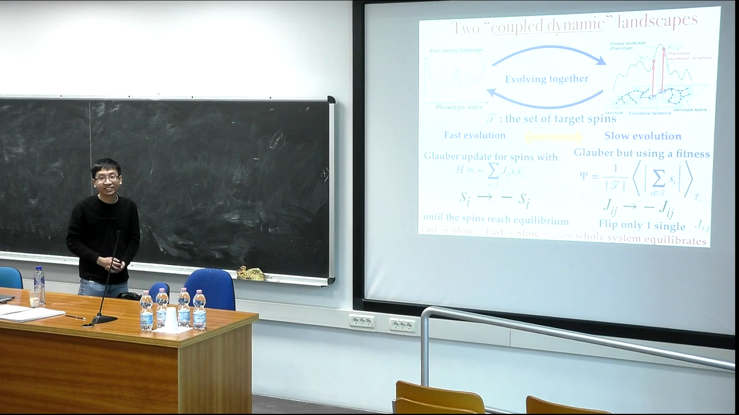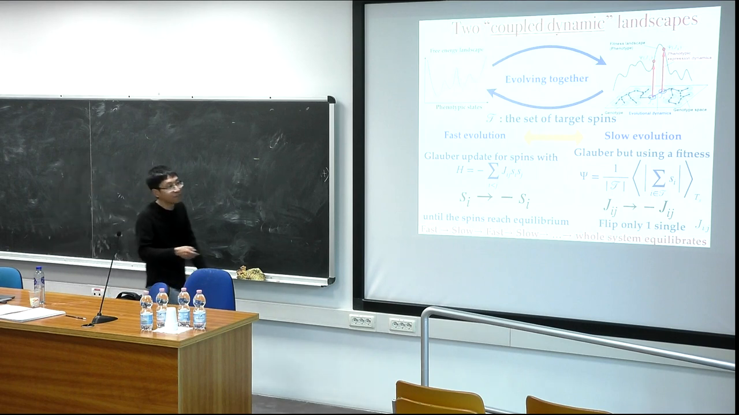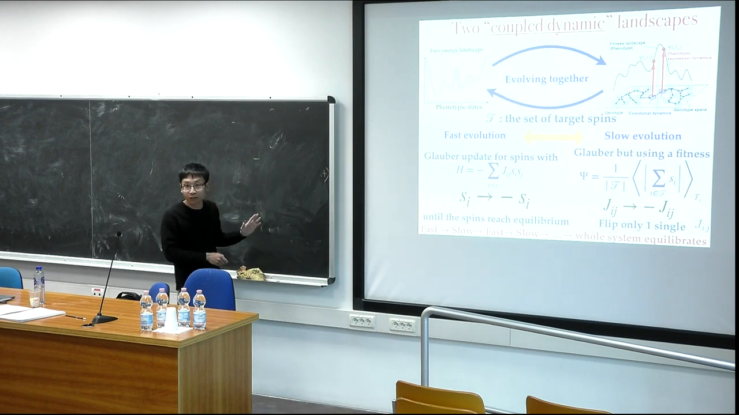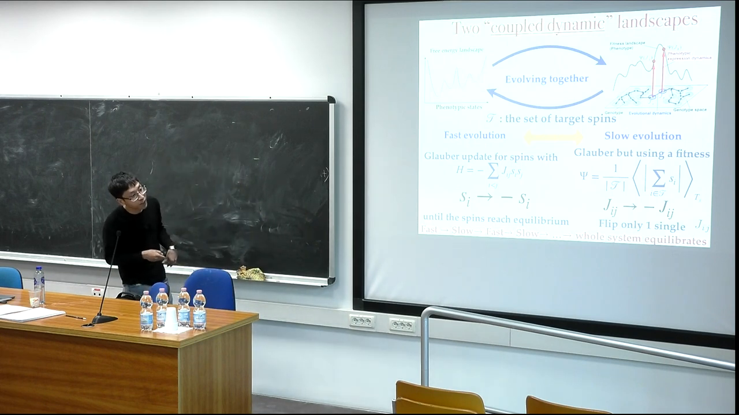When you say fast, slow, fast, slow, what do you mean? Okay, so I need to explain that first, right? So now we go to the realization of the dynamic. You first implement the fast evolution of the spin. When it reaches equilibrium, you go to the slow dynamic. And then once the slow dynamic also reaches equilibrium, you go back to the fast dynamic of the spin because now you have a new coupling constant matrix, right? And then once it's over, you go back to the slow, and you iterate that consecutively until the entire system relaxes to the equilibrium.